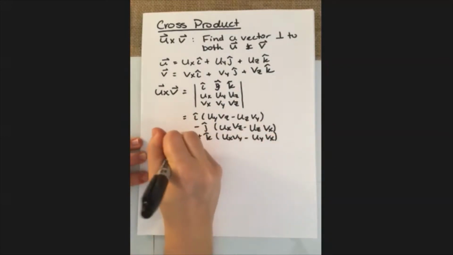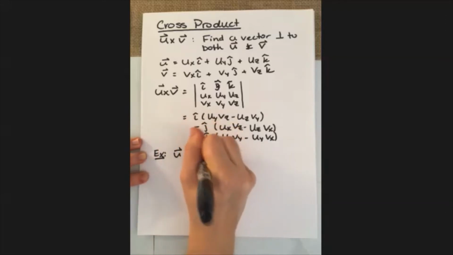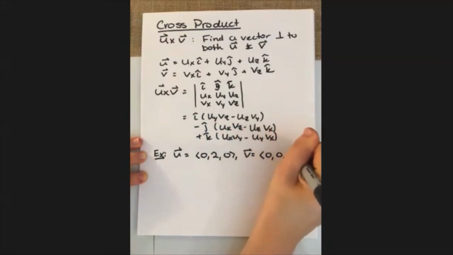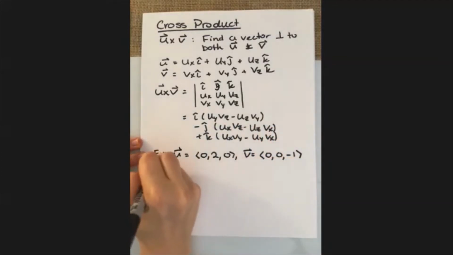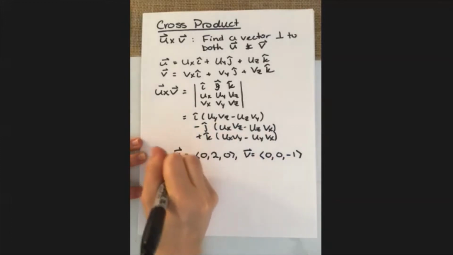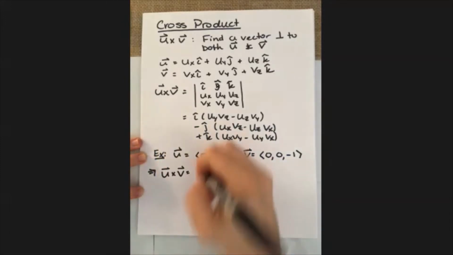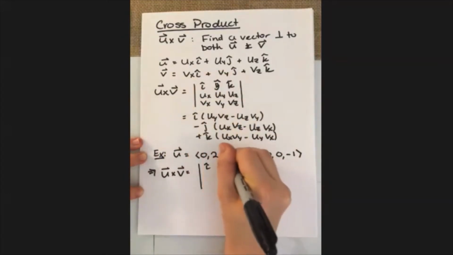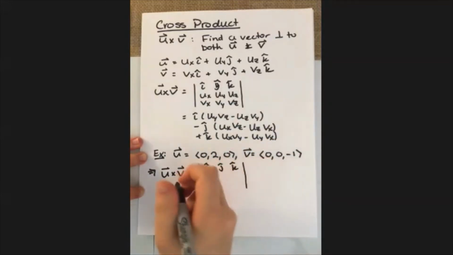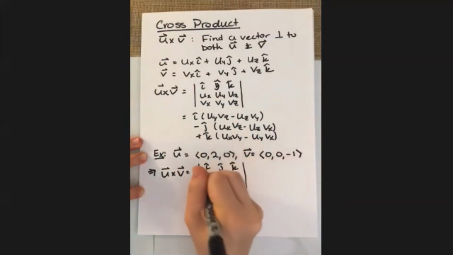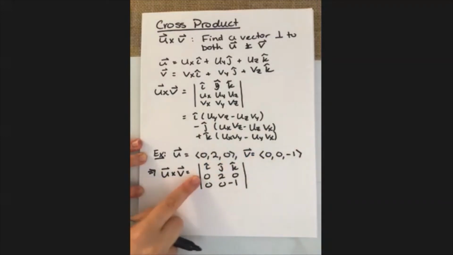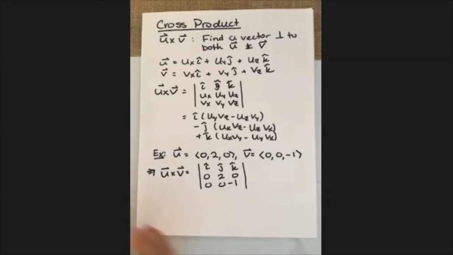So in this example, we have u equal to 0, 2, 0, and then v equal to 0, 0, negative 1. And we're going to try to find the cross product here. So following this piece up here, we're going to put i hat, j hat, and k hat into our first row, and then we put the entries of each of these into the second row. Notice that the vector that comes first is going to go into the second row, and the vector that comes second goes into the third row. That's going to wind up being really important, and I'll explain that in a little bit.